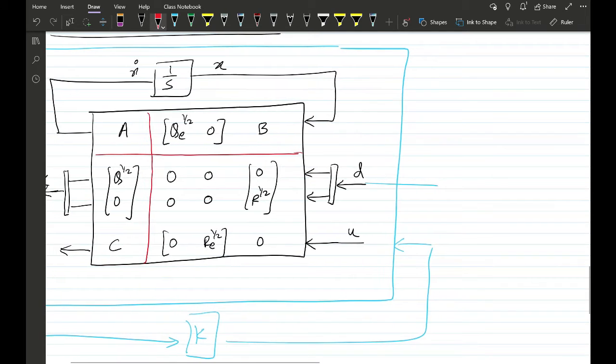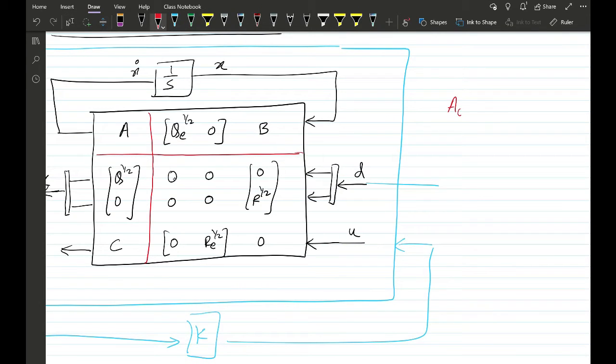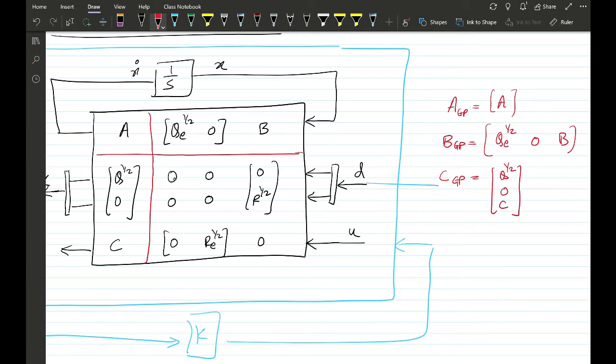So A generalized plant is A, B generalized plant is this, C generalized plant would be this, and D generalized plant would be this.